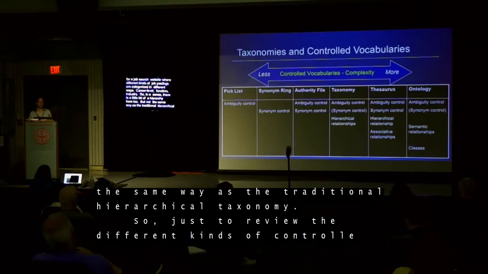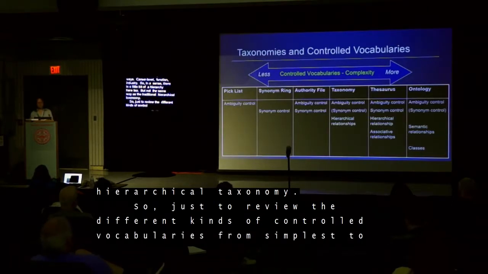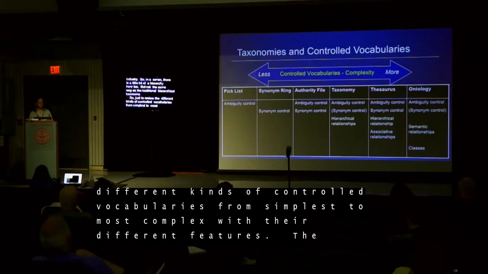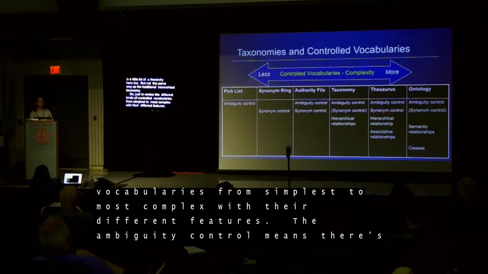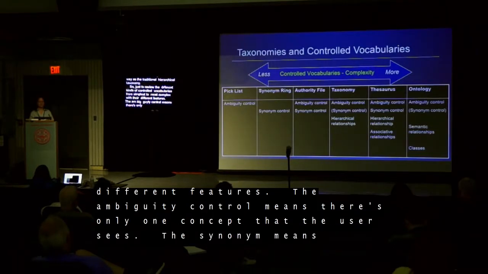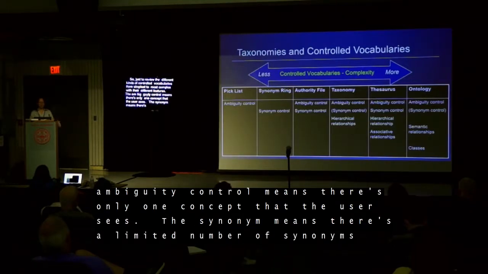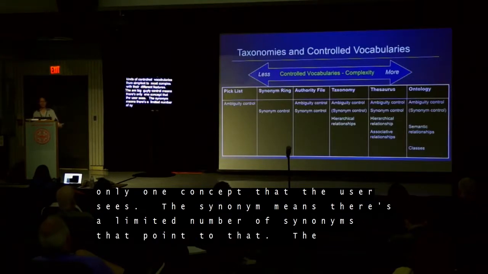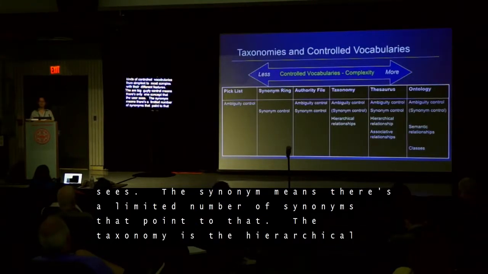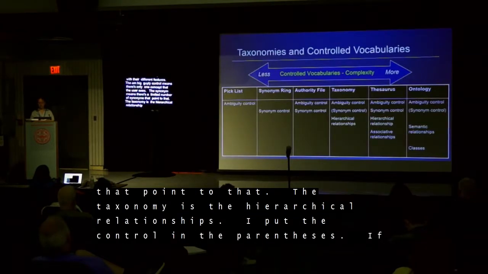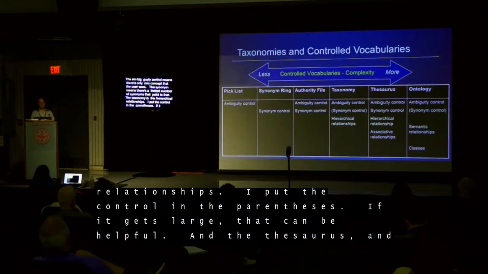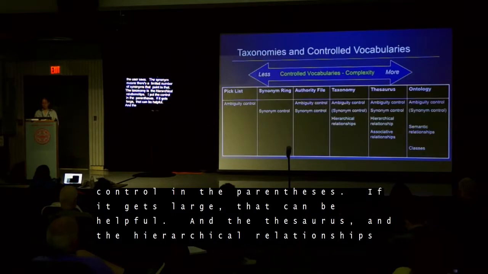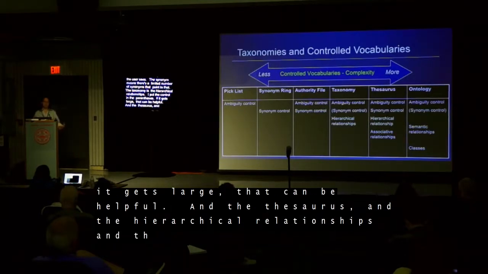So just to review the different kinds of controlled vocabularies from simplest to most complex, with their different features. The ambiguity control means that there's only a single concept that the user sees. The synonym control means that, in addition, there are a limited number of synonyms that point to that preferred term, the concept. A taxonomy is defined as one with hierarchical relationships. I put synonym control in parentheses because it's optional. If it gets very large, that can be helpful. And the thesaurus also has the associative relationships and the synonym control, and the ontology has semantic relationships and concepts grouped by classes.